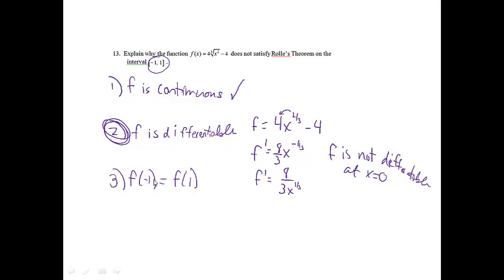Okay, if I tested 3, if I plugged -1 and 1 into each of them, I do get 0, so that actually does hold as well. So number 2 was the one that caused us not to be able to use Rolle's theorem.